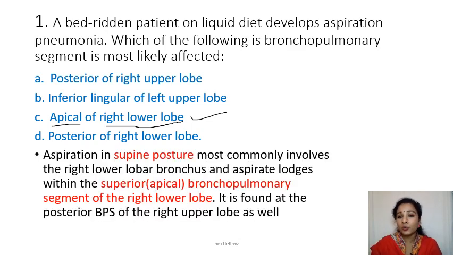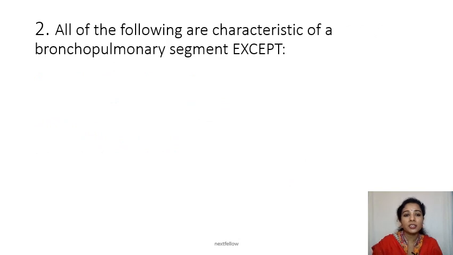Aspiration in supine posture most commonly involves the right lower bronchus within the superior apical bronchopulmonary segments of the right lower lobe, and it is found in the posterior bronchopulmonary segments of the right upper lobe as well. So this is the most dependent part. Let's see the next question.